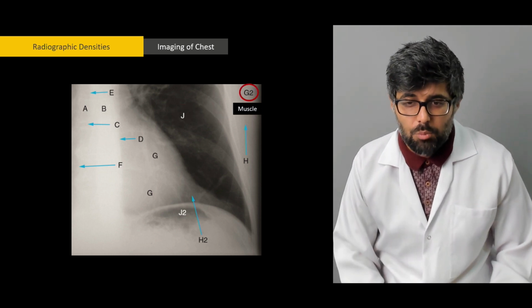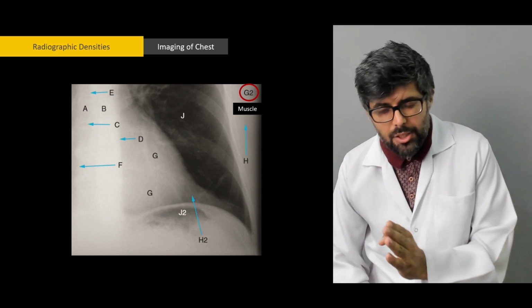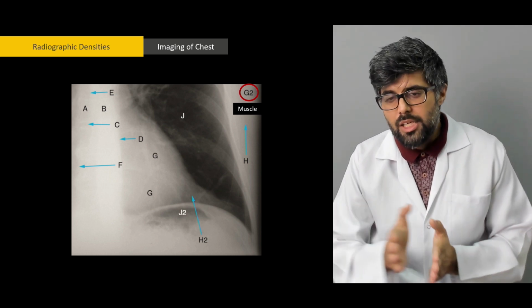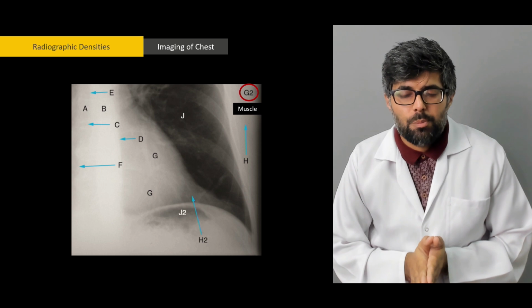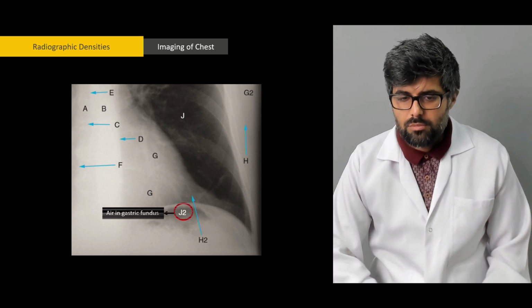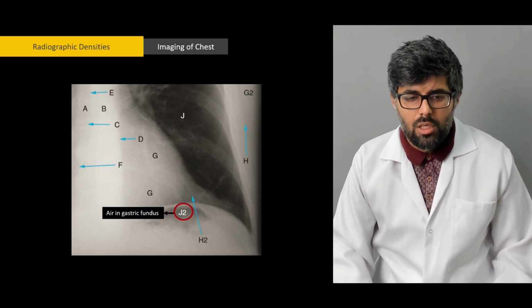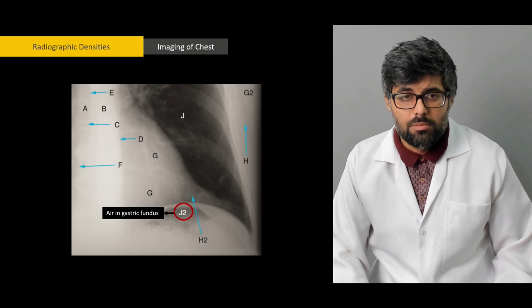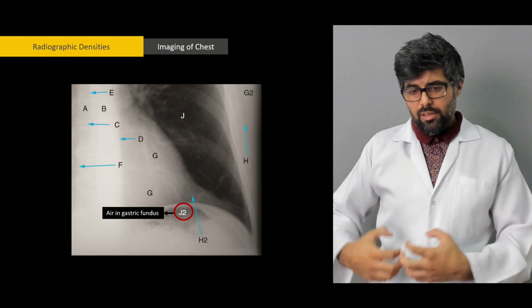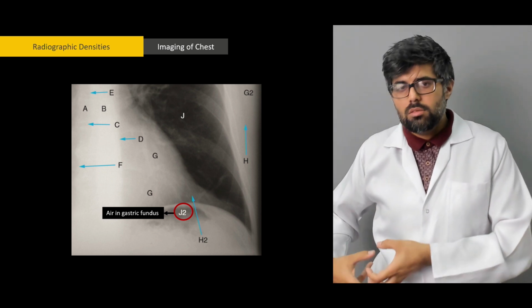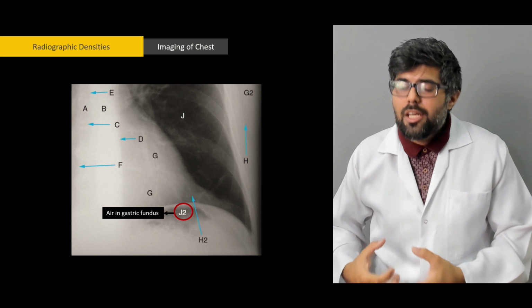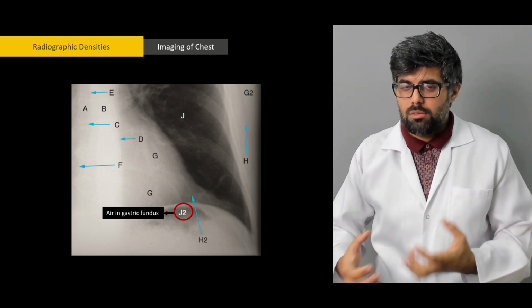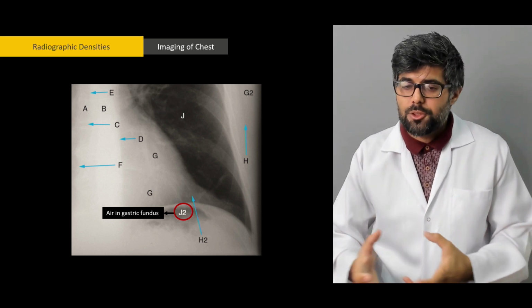This one is the muscle, a little bit outside the fat pad. This one is the air. Now this air is found in the stomach, and it is usually a point that we see first.